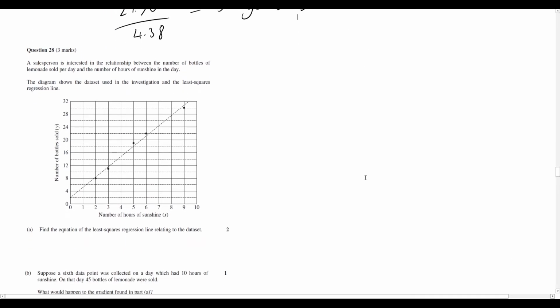So, a salesperson is interested in the relationship between the number of bottles of lemonade sold per day and the number of hours of sunshine in the day. The diagram shows the dataset used in the investigation and the least squares method regression line. Question A. Find the equation of the least squares regression line relating to the dataset. Okay, so what we want to do is pick 2 points on the line.